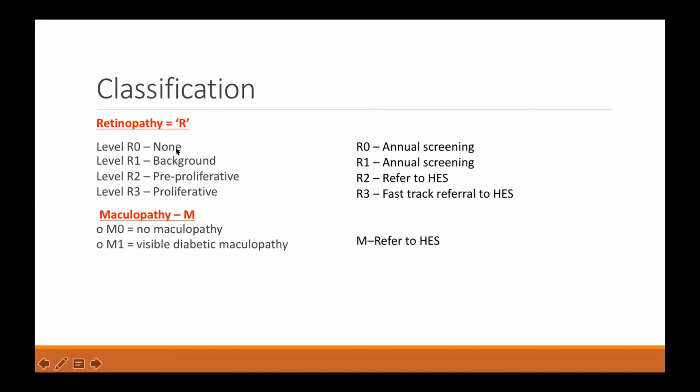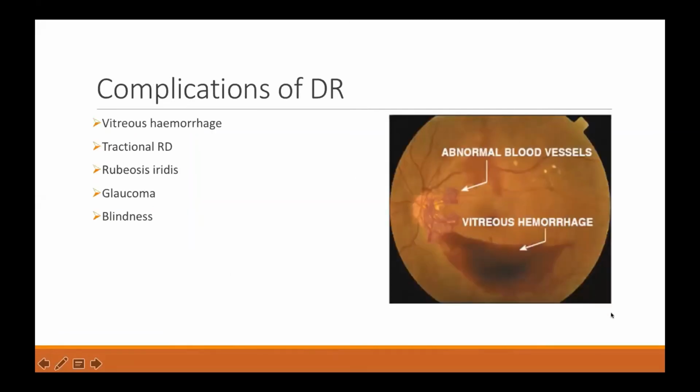So you can classify it a little bit more. No retinopathy, then you're just basically diabetic, that's okay. Background, which is mild and moderate. Pre-proliferative is severe and very severe, and proliferative is where you get the new blood vessels forming, and then maculopathy as well. Just to quickly go over the complications of diabetic retinopathy, don't forget that you also get vitreous hemorrhage, tractional retinal detachment, rubeosis iridis, glaucoma, and blindness. The blindness could be due to various reasons, including non-clearing vitreous hemorrhage, neovascular glaucoma, the retinal detachment, or the macular ischemia.